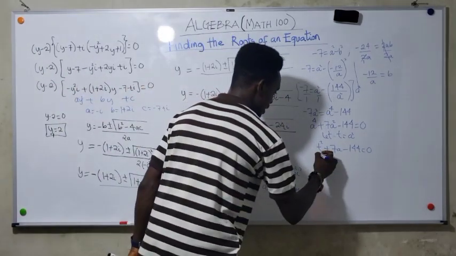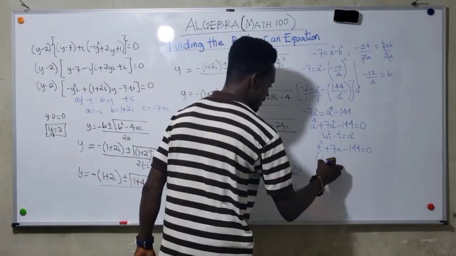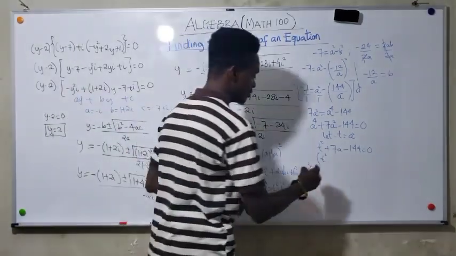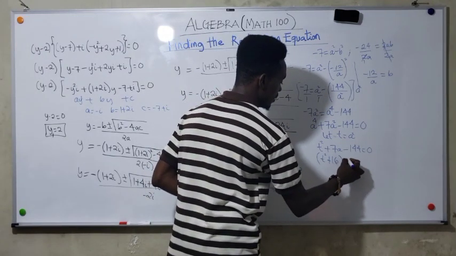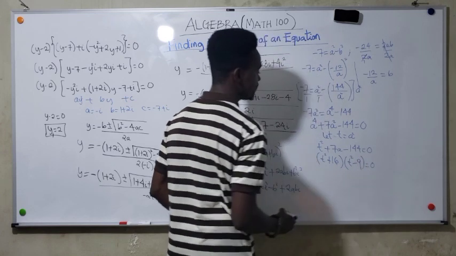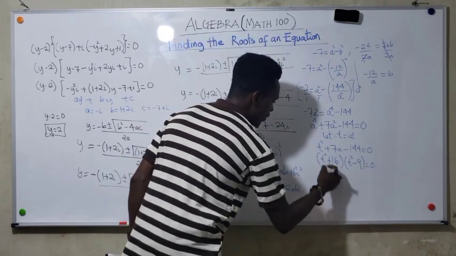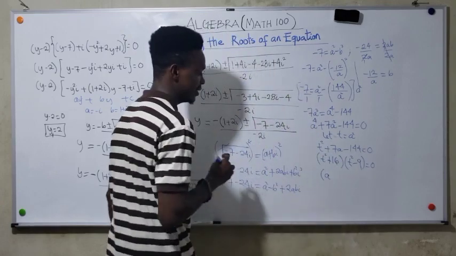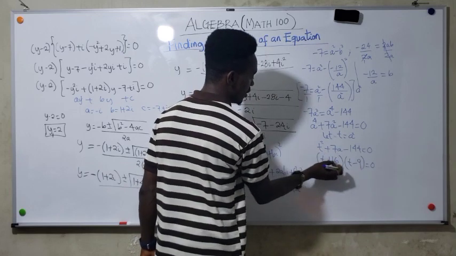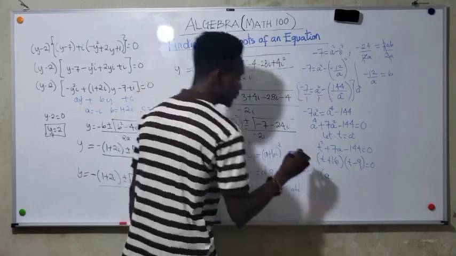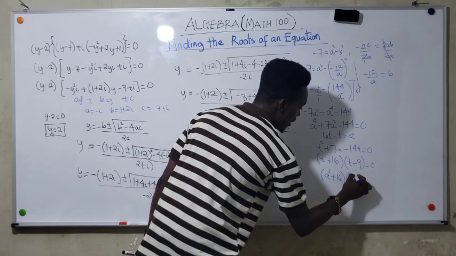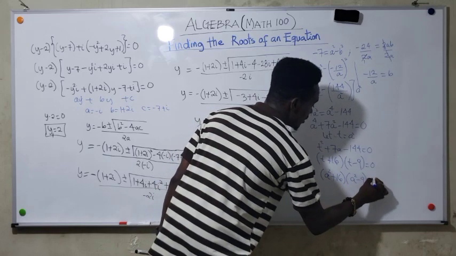So we can do this as t squared. 16 has to be the greater number because here 7 is positive. So we have plus 16 and minus 9, so (t + 16)(t - 9) is equal to 0. Now we replace t by a squared. So we have (a squared + 16)(a squared - 9) is equal to 0.